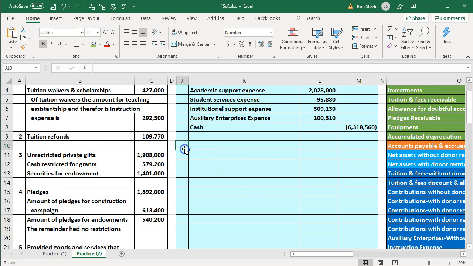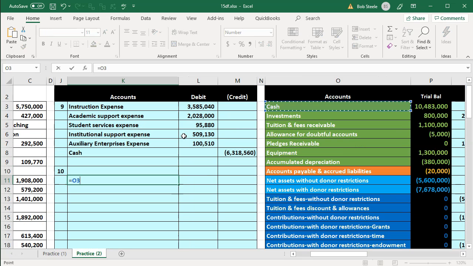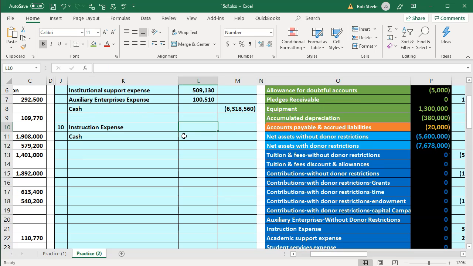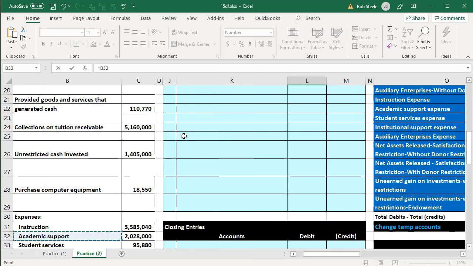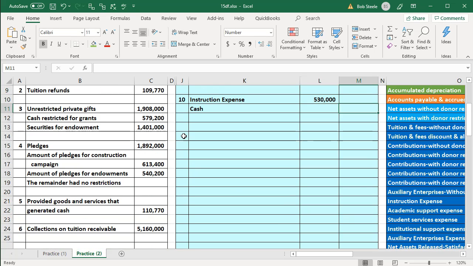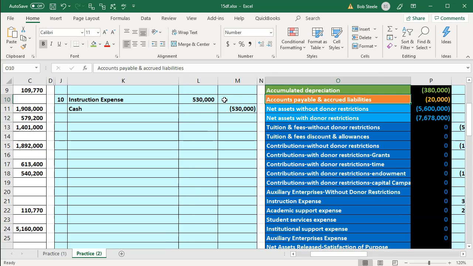So scrolling back up top, we are now on number 10. That's number 1, not number 10, which has a 0 behind the 1. So we're going to say cash is going to be on the credit. Let's record that. Cash is going down. The debit is going to the instruction expense. Instruction expense is going to be the debit. The amount then, I'm going to put in L10. The debit amount will be going in L10. Scrolling down to the green one that we are on, it's going to be that 530,000. And then the credit is going to be the same amount.